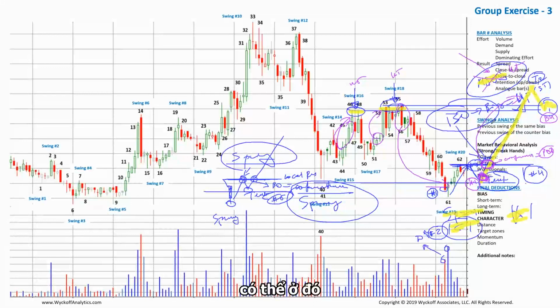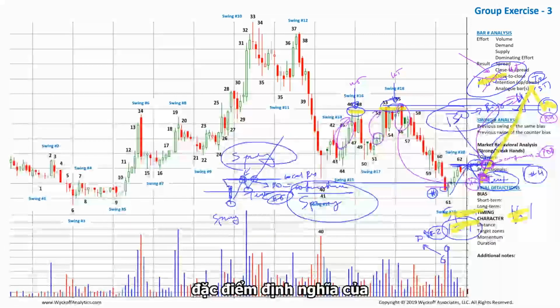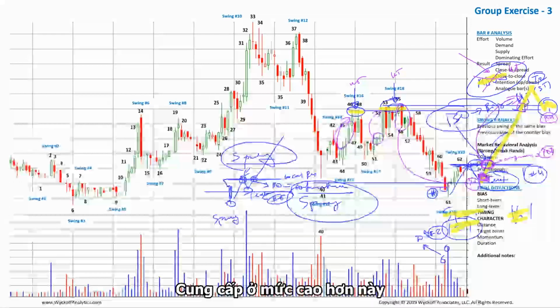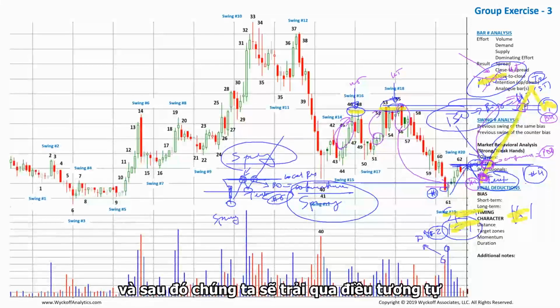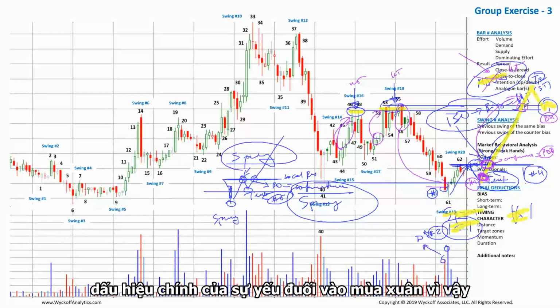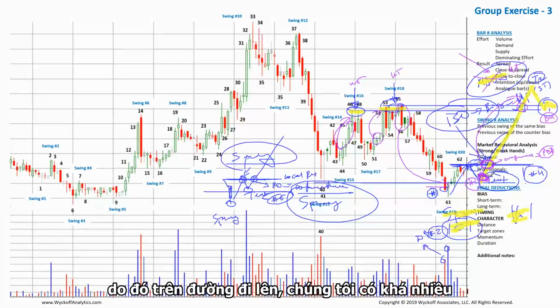Are there definitional characteristics of the major sign of strength as the price approaches the resistance? Is there any supply that is starting to emerge in this place? And if it does, what's the rate of absorption for that supply at this higher level? Then we'll go through the same process that we did at 61 with the major sign of weakness in the spring. So on the way up, we do have quite a few opportunities to establish this position.